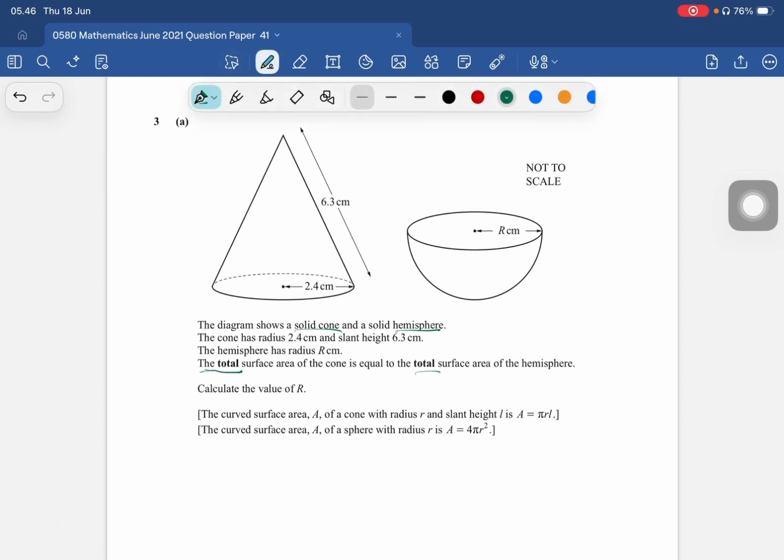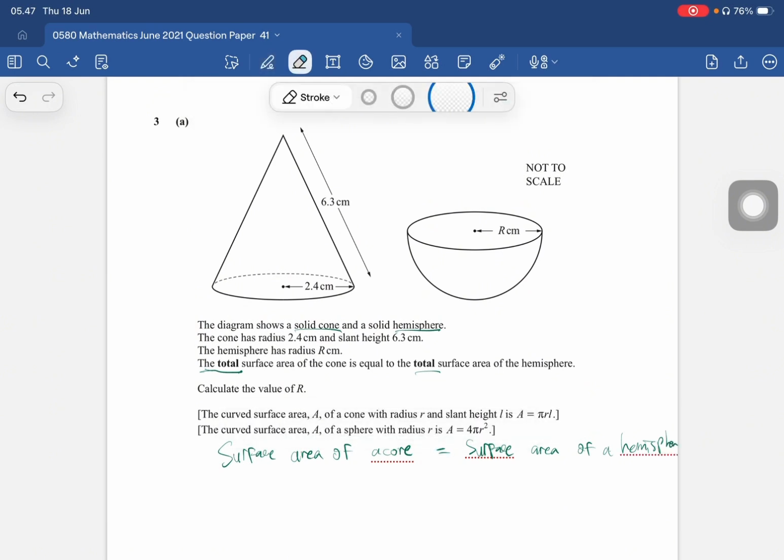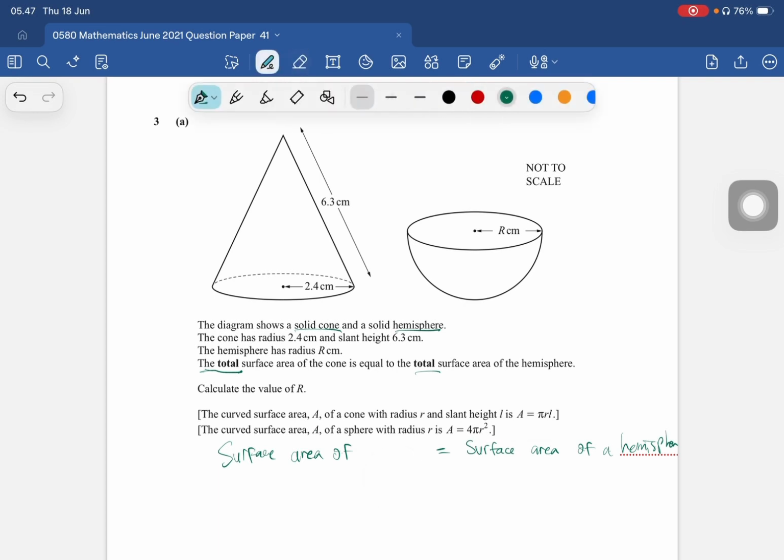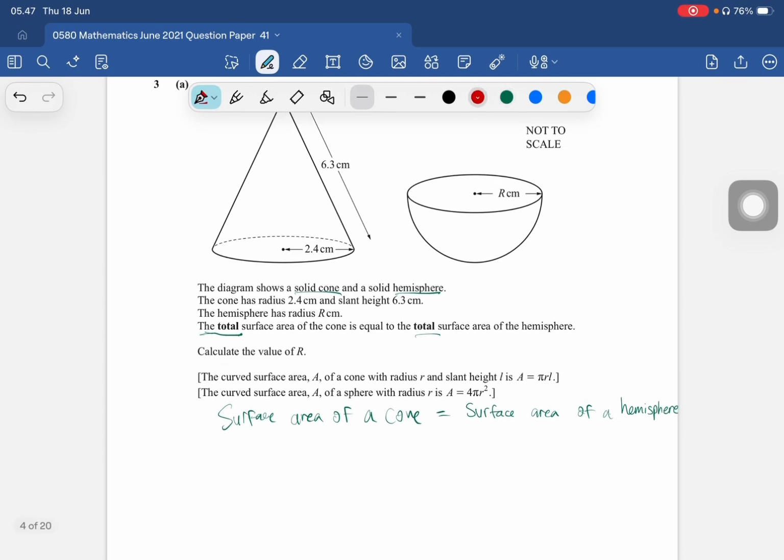So this is the surface area of a cone equal to the surface area of a hemisphere. Here is a cone, look at the surface, a cone, and a hemisphere. Okay, the surface area of the cone first.